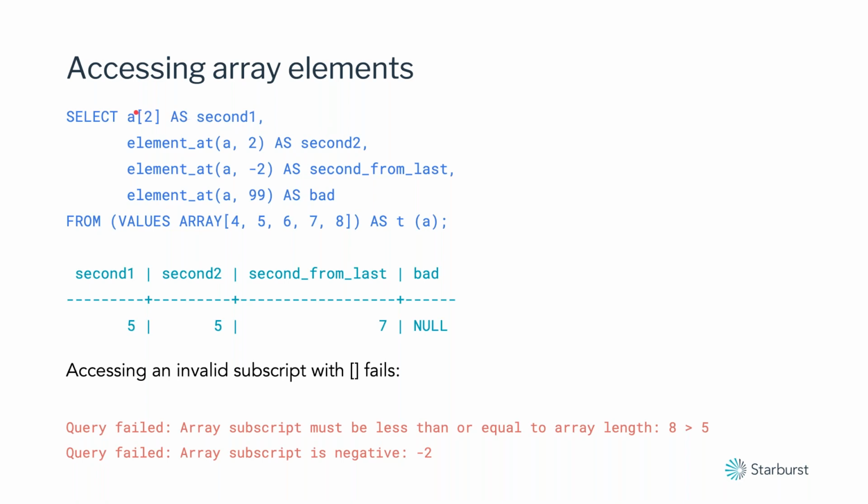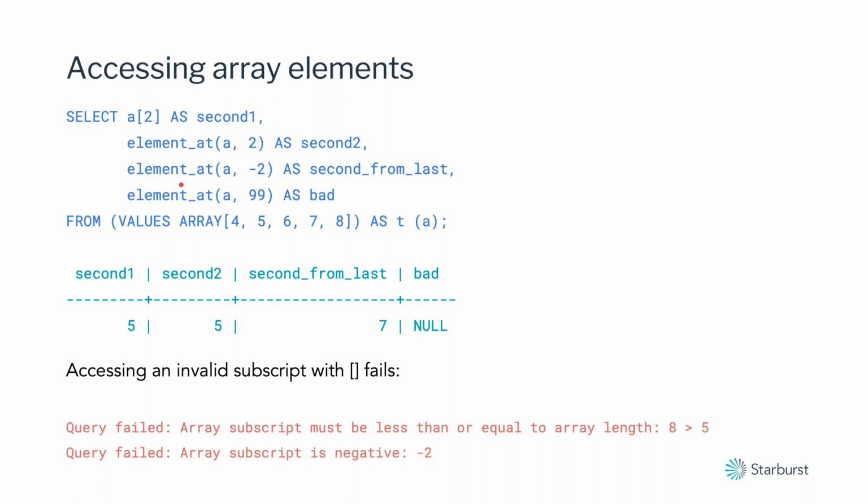The square brackets are the standard syntax to access an element. If you access an invalid subscript, like something beyond the end of the array, or you pass a negative, the query is going to fail with an array subscript error. There's also the element_at function, where you also pass in a position, so we can access the second element here. You can also access elements from the end of the array. So if we access the second to last position, that would be element 7 in the array.